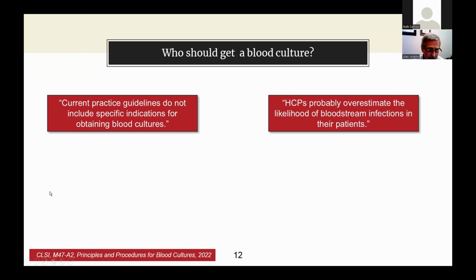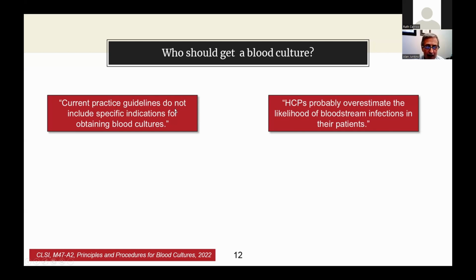I'm going to base just about everything I say, this whole presentation, on this document right here. We talked about CLSI when we mentioned susceptibility testing. They also produce guidelines for blood cultures. The new version was just published a couple months ago, so I'm kind of stealing some things from there. These are direct quotes from that document.